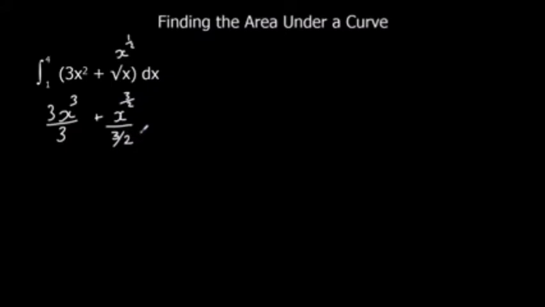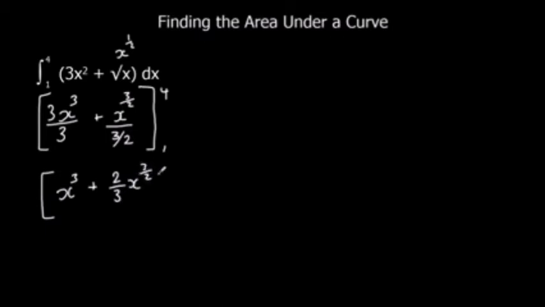So if we simplify further, we see that the 3 that we have there and the 3 at the top cancel, so we are going to have x raised to power 3. The 3 cancels 3, so that gives us x raised to power 3. Good. X raised to power 3 plus, the 3 over 2 at the bottom will become 2 over 3, x raised to power 3 over 2.